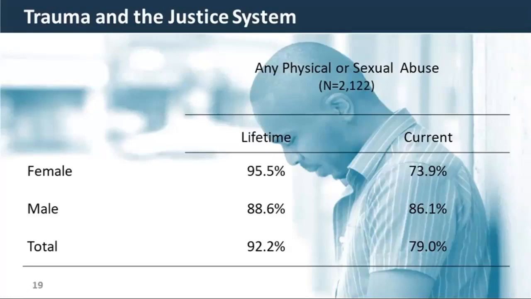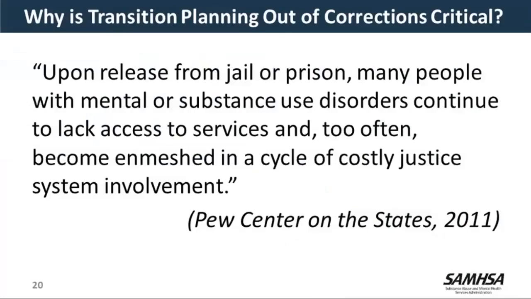So we have very complex issues that we need to tend to when folks are with us in the justice system. As the Pew Center stated in 2011, upon release from jail or prison, many people with mental or substance use disorders continue to lack access to services and too often become enmeshed in a cycle of costly justice system involvement. And I think we could probably say a similar thing today here 8 years later in 2019.